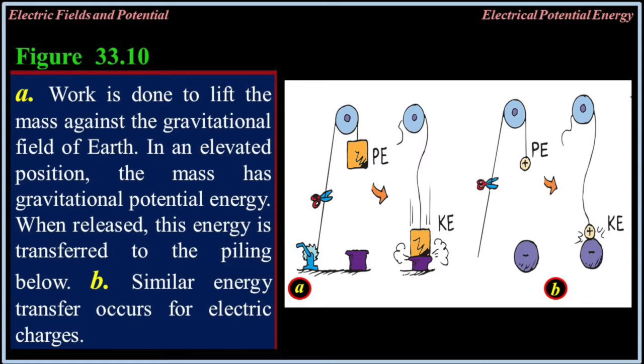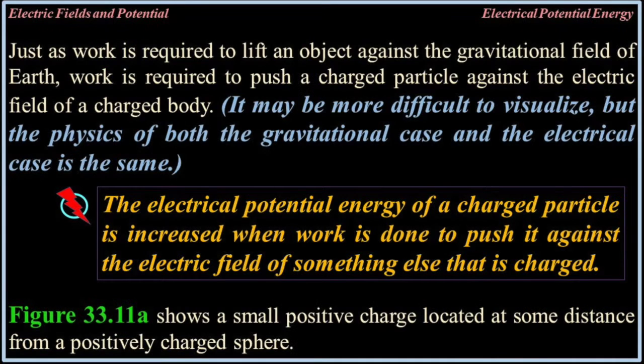3310. A. Work is done to lift the mass against the gravitational field of Earth. In an elevated position, the mass has gravitational potential energy. When released, this energy is transferred to the piling below. B. Similar energy transfer occurs for electric charges.